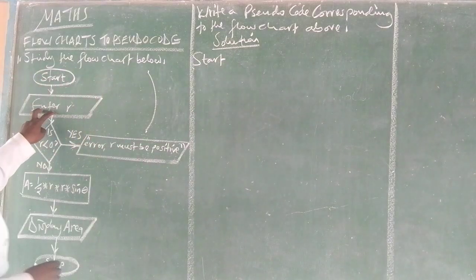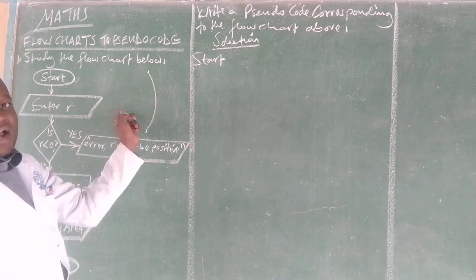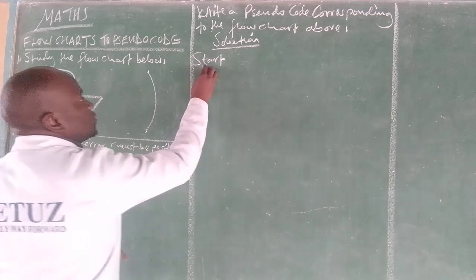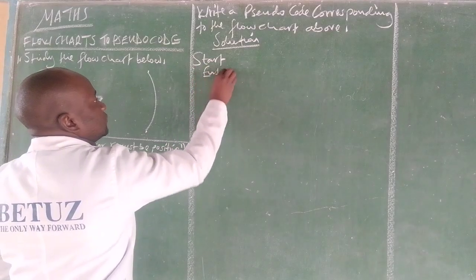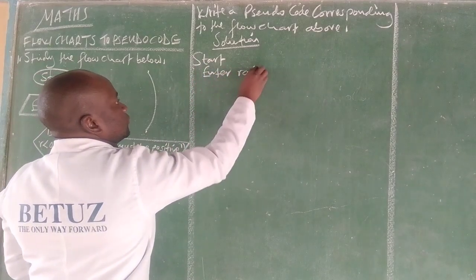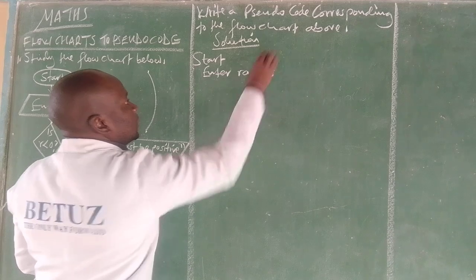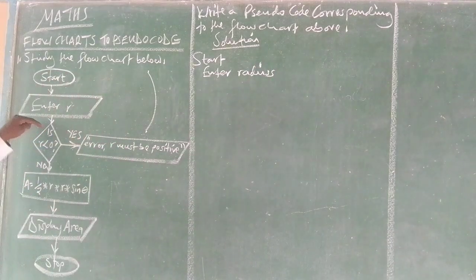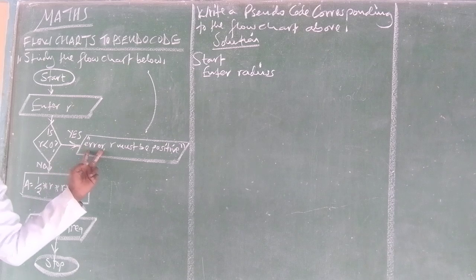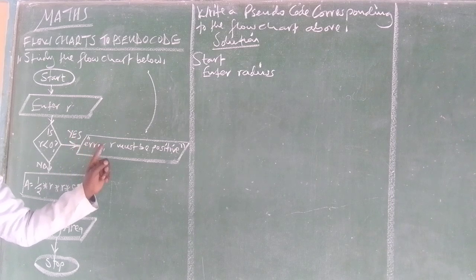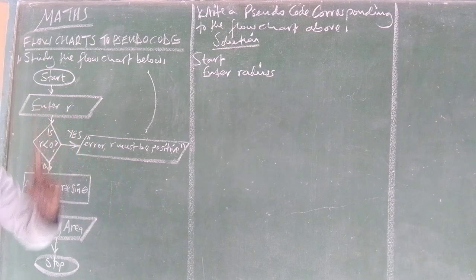And next you write enter radius. So here the radius should be in full. So you say enter radius. Then here we have the diamond in which they have said, is radius less than 0? This is a question. If yes, then the computer will display an error message telling you that radius must be positive.